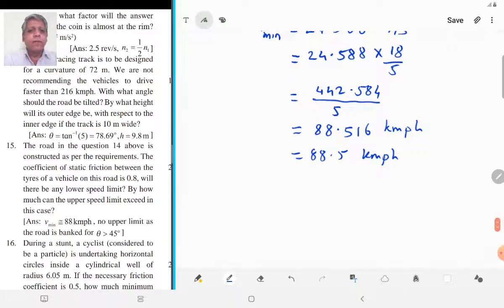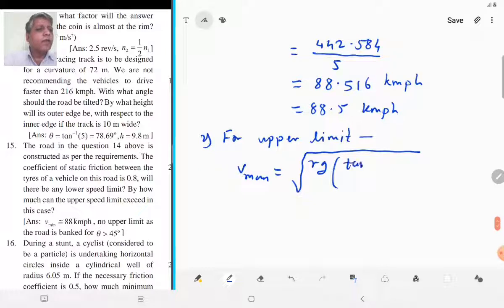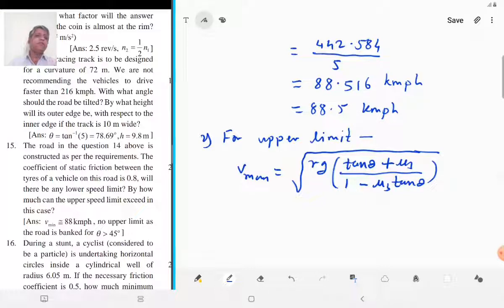Now for the upper limit, the Vmax is equal to square root of Rg into bracket tan theta plus mu s upon 1 minus mu s into tan theta. This is the formula to find out the maximum speed.